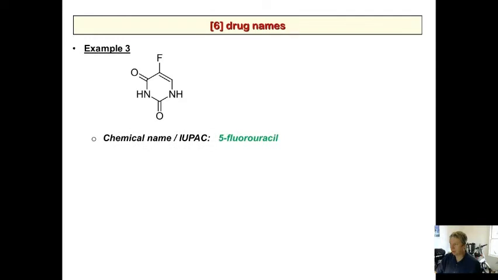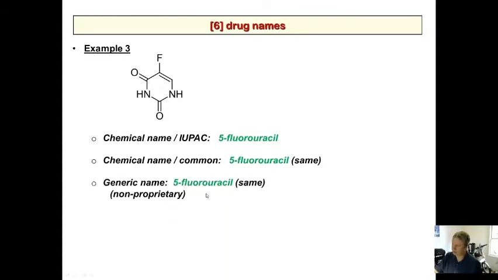Okay. Chemical name is 5-fluorouracil, IUPAC. So the IUPAC may actually be a little more complicated because I don't know if uracil is recognized in IUPAC. There may be an even more complicated name, but uracil is pretty well understood as this molecule minus the F. And the common name is basically the same thing. There are no variations, is the point I'm trying to make. And the generic name is 5-fluorouracil or even just fluorouracil. That's understood as the non-proprietary name. But as a trade name, as a drug, it's called Adrucil. And that's a proprietary drug.